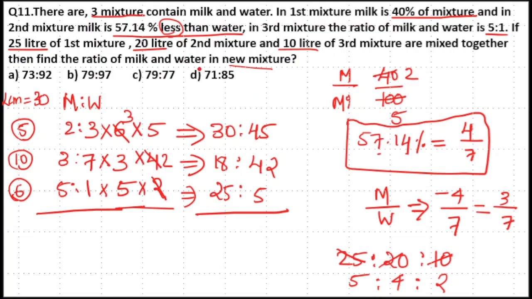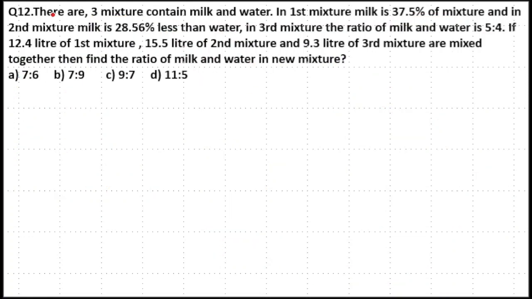Now, to get the ratio in the new mixture, add these ratios together. That is 45 plus 42 is equal to 87. 87 plus 5 is equal to 92. 30 plus 25 plus 18. That is 8 plus 5, 13. 4 plus 1, 5. 5 plus 2, 7. So 73:92. Option A is your answer. That is, milk to water ratio in new mixture is 73:92. Next is question number 12.